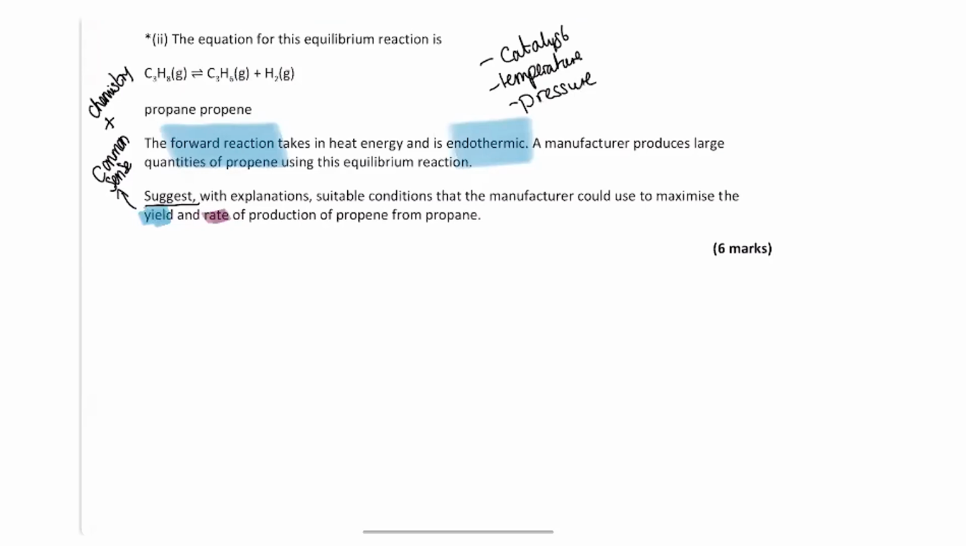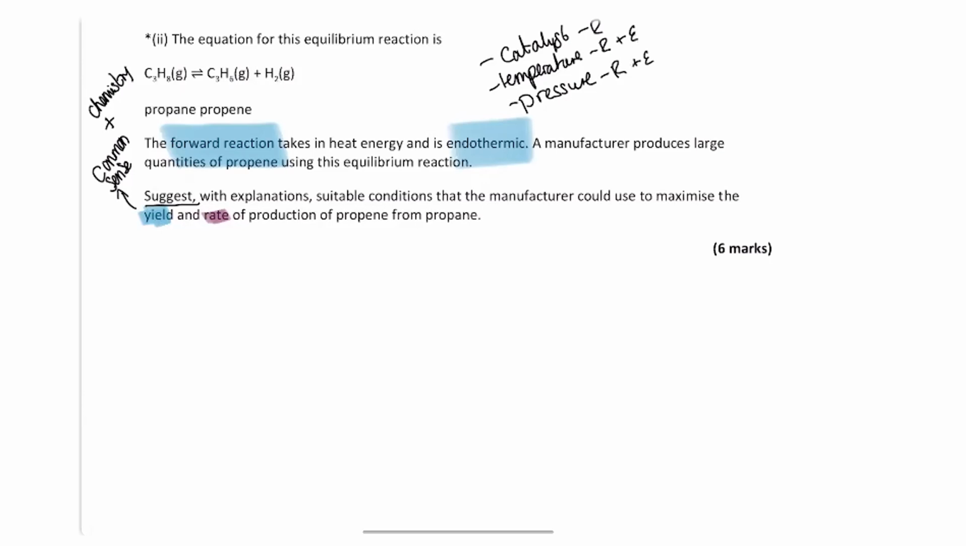So we're going to talk about three things in our answer, because these are three things that we know can affect the rate of a reaction. So that will affect rates. They will all affect rate, but only two of these will affect the equilibrium.